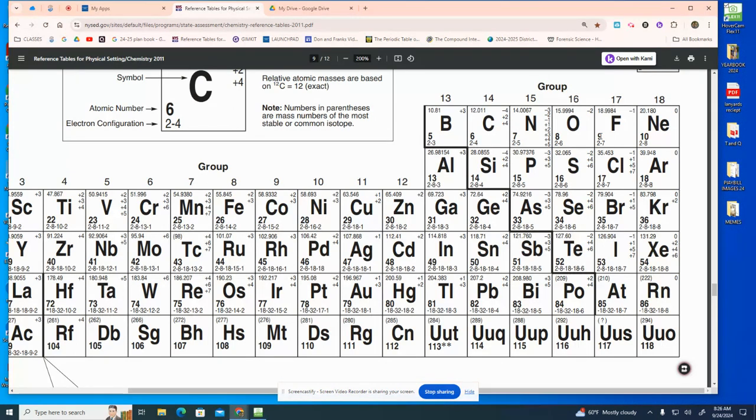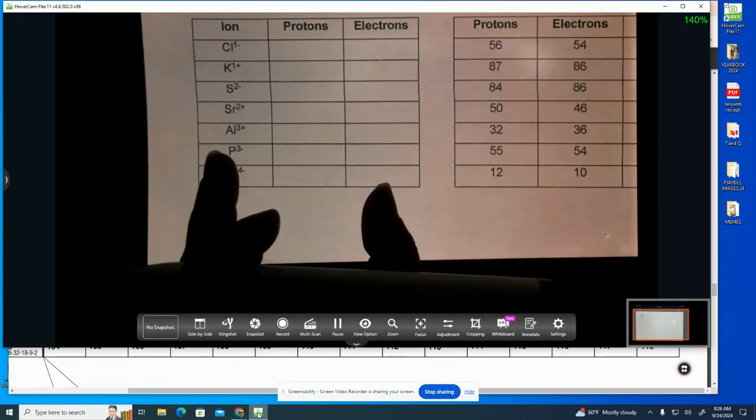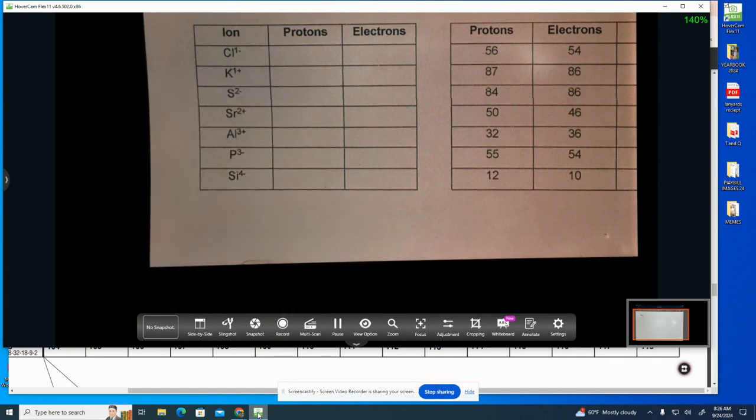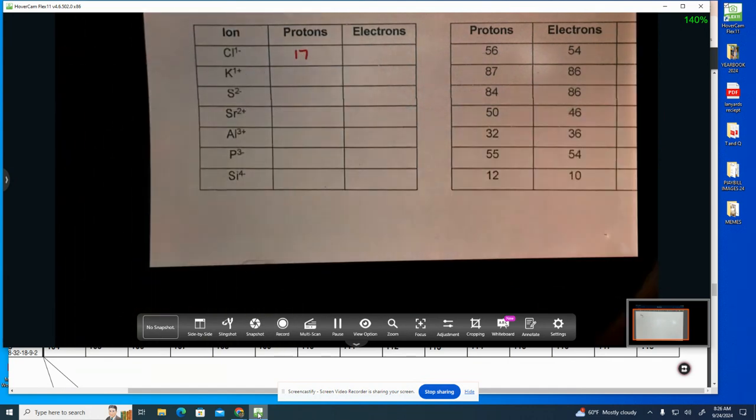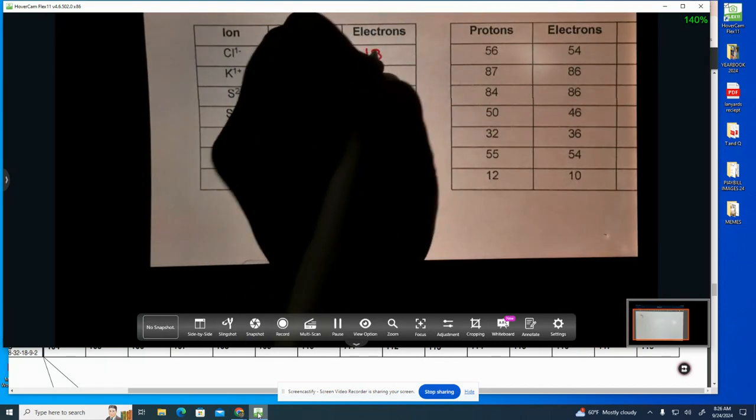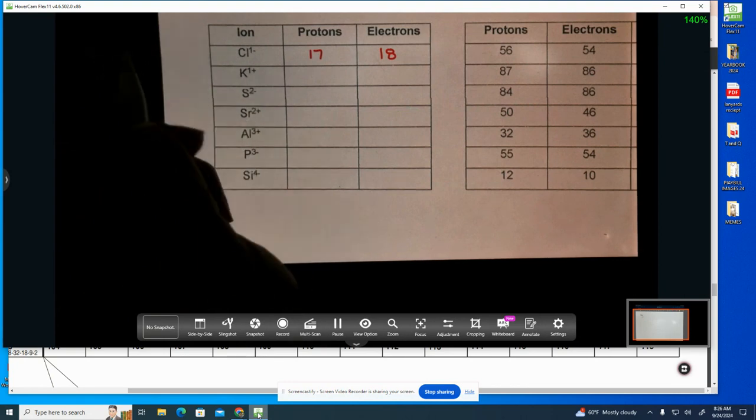All right, in the first table, for each of the ions, indicate the total number of protons and electrons. In the second table, when given the protons and electrons, indicate the ion with the correct charge. All right, now we're getting some good stuff here. You've got chlorine. How many protons does it have? 17. If it has a -1 charge, how many electrons does it have? 18. Good.